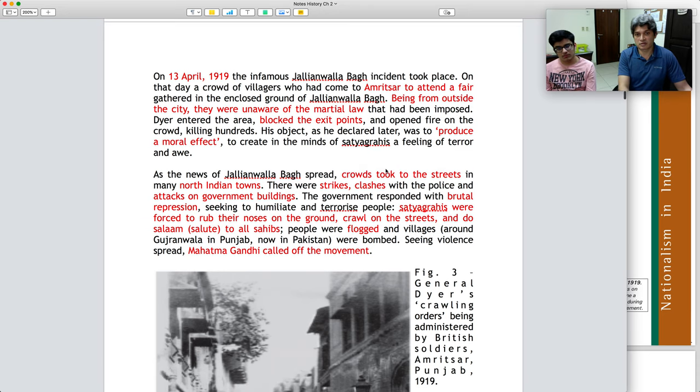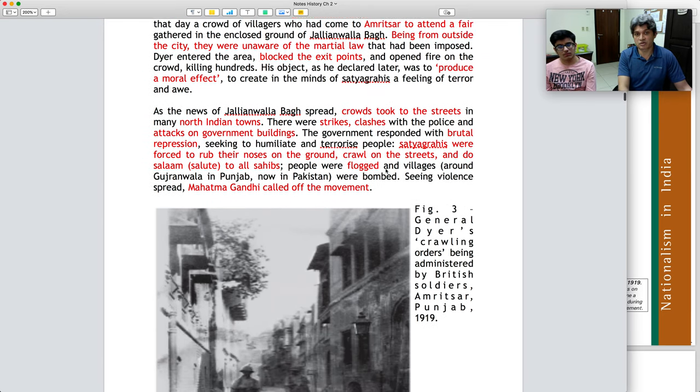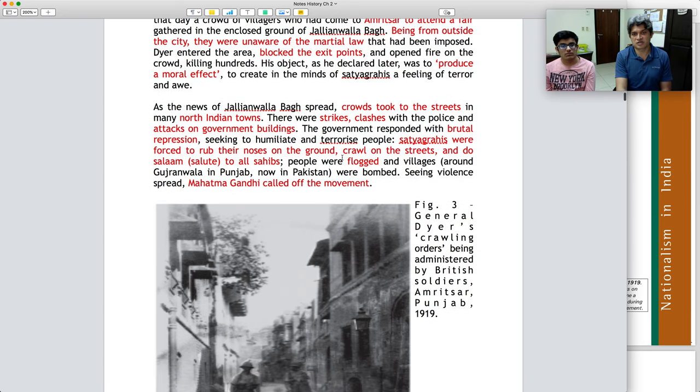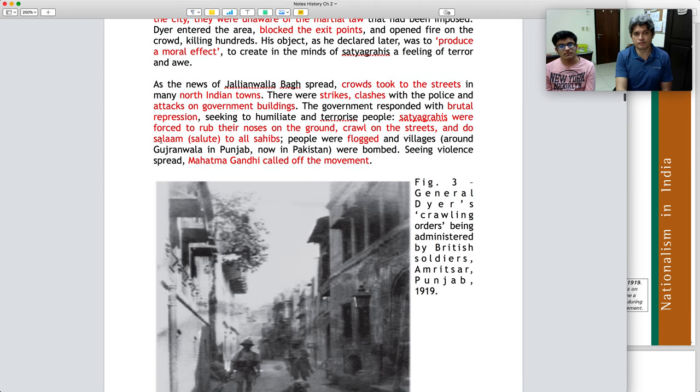Because almost 400 people were killed in the Jallianwala Bagh incident, Indians got very angry. As the news spread, crowds took to the streets in many North Indian towns. There were strikes, clashes with police, and attacks on government buildings. The government responded with brutal repression, seeking to humiliate and terrorize people.